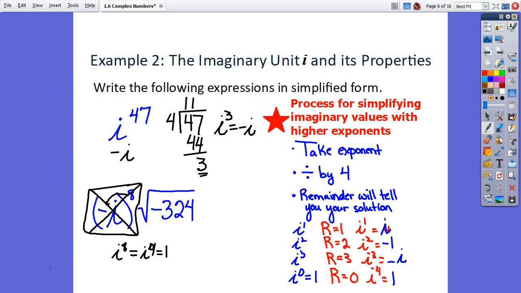So really all I'm looking at is the square root of negative 324. So what's the first thing we always do? The square root of a negative, take your i out.